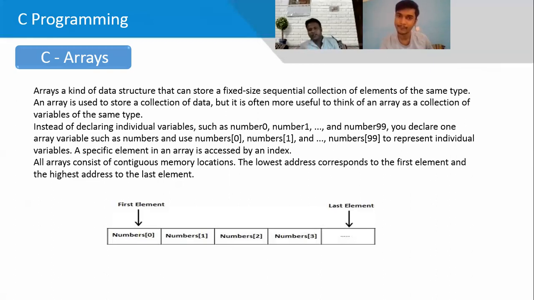So starting from 0 to 99 is 100 variables, 100 index numbers, starting from 0 and the last index position is size less than 1.